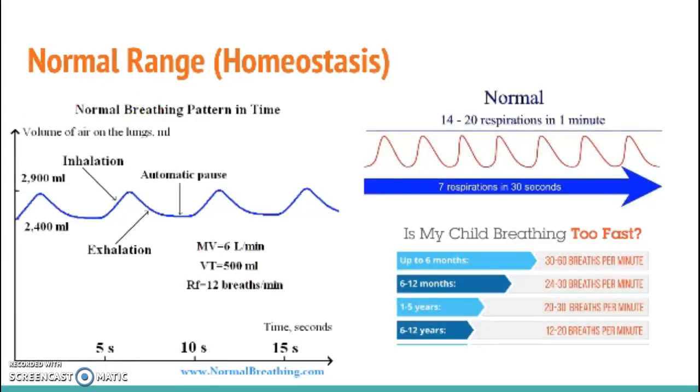Now let's look at the normal range that is measured by the ventilator. It's going to detect breaths taken by the patient. The normal range for breathing is around 14 to 20 inhalations and exhalations per minute, but it also really depends on your age. So that's another factor.